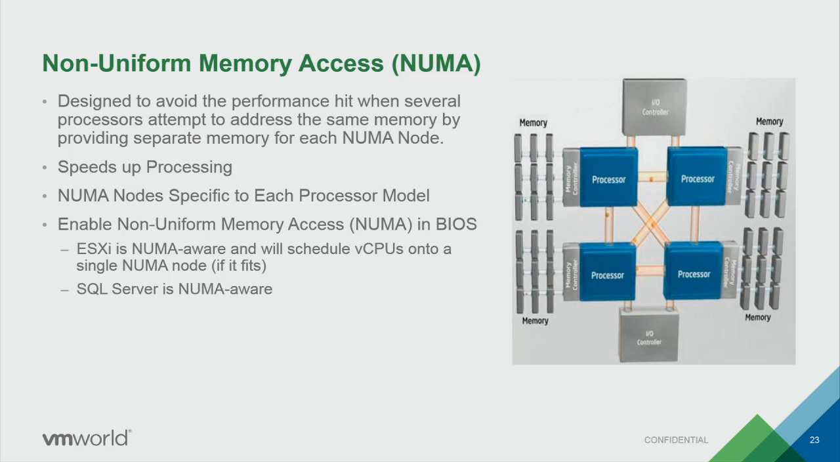NUMA is an architecture developed so that in a multi-processor system, two processors aren't trying to use the same bank of memory. So we've dedicated banks of memory to each processor, and it's supposed to increase speed. Now there's this thing called NUMA crosstalk, and it happens when processor 2 needs to access memory that's on processor 1. So it has to make a hop over to that processor to get to that memory. That causes a slight performance hit, and you can see how over time that could aggregate into a large performance problem.